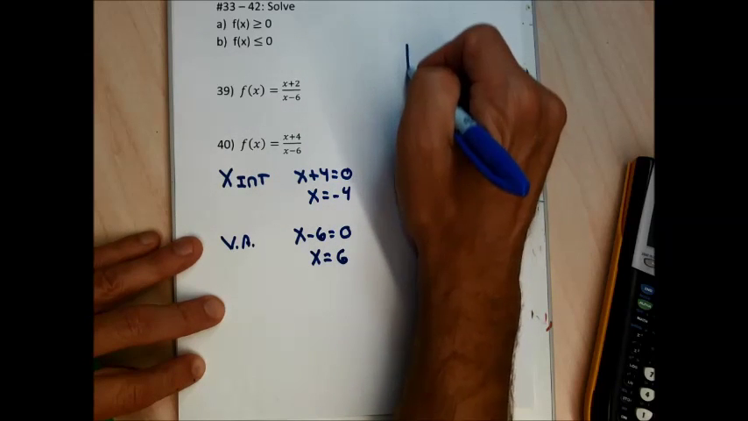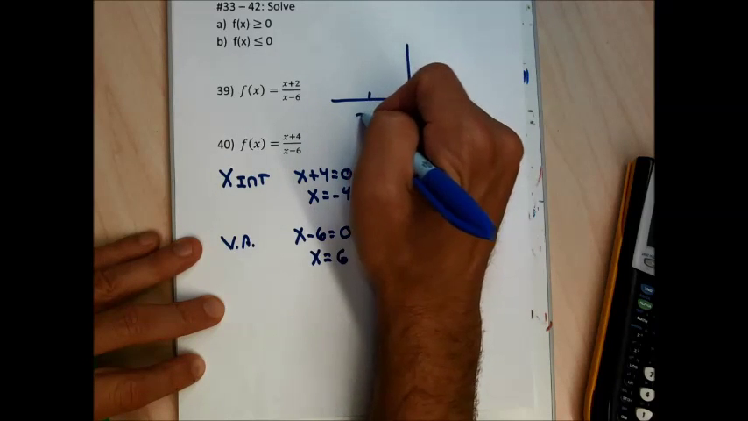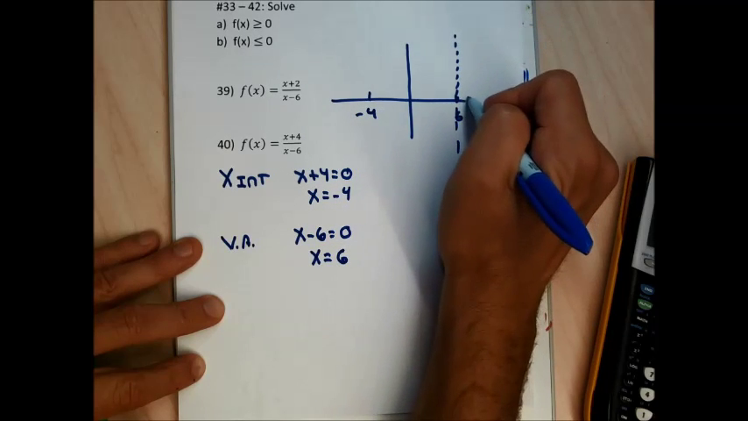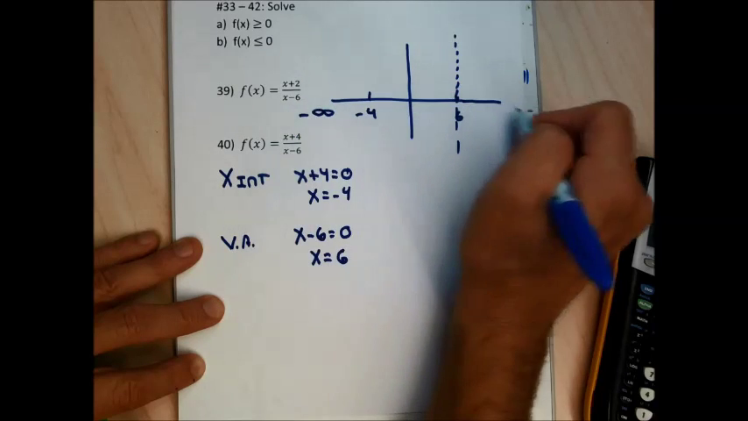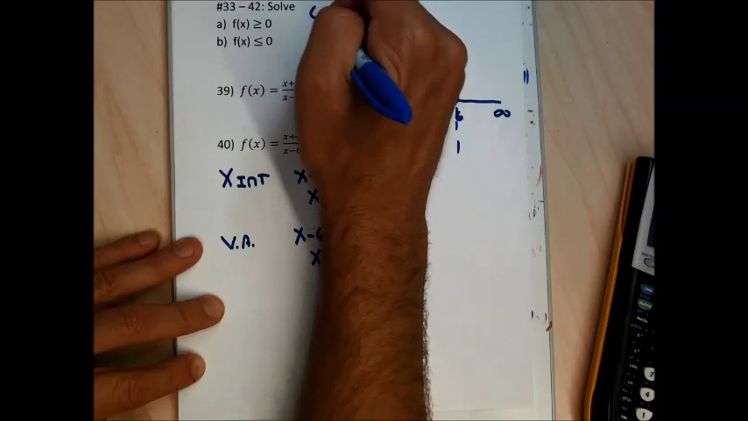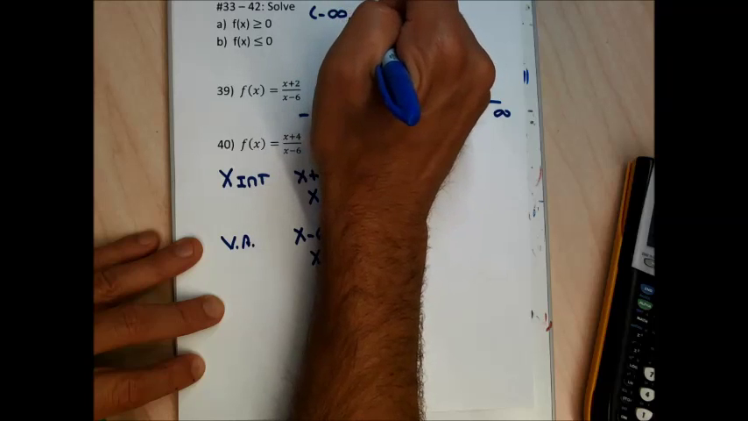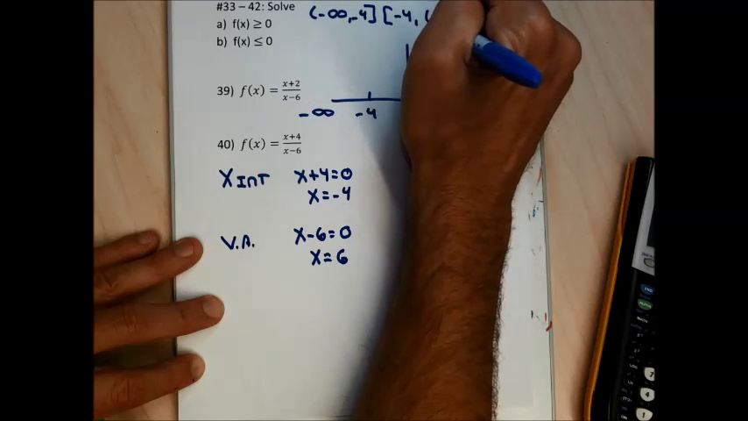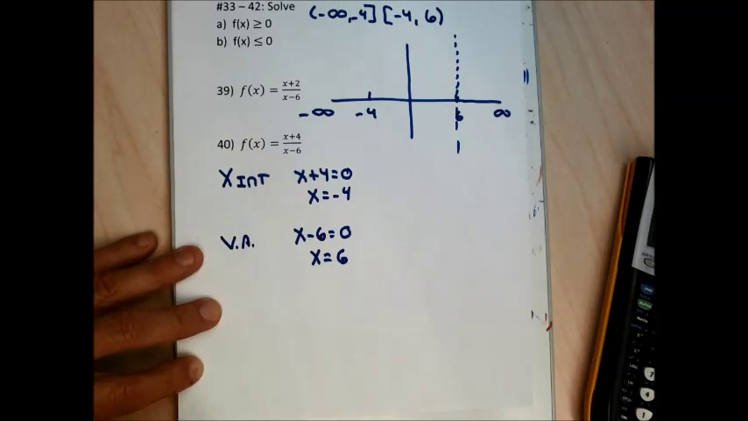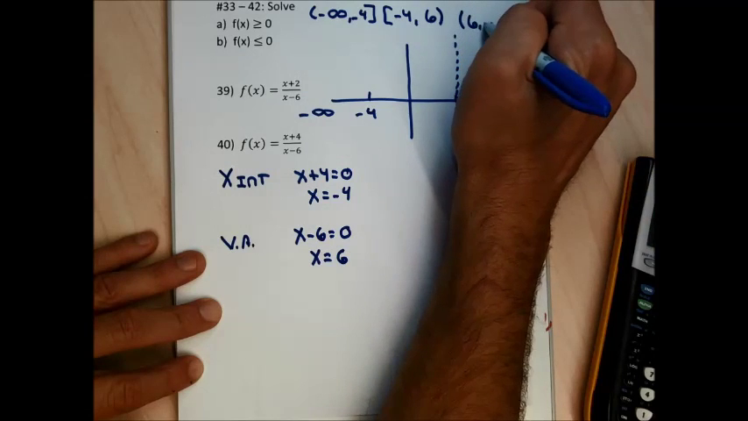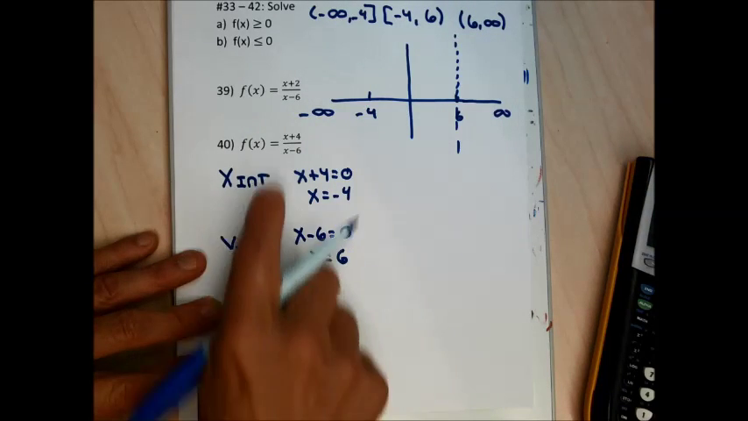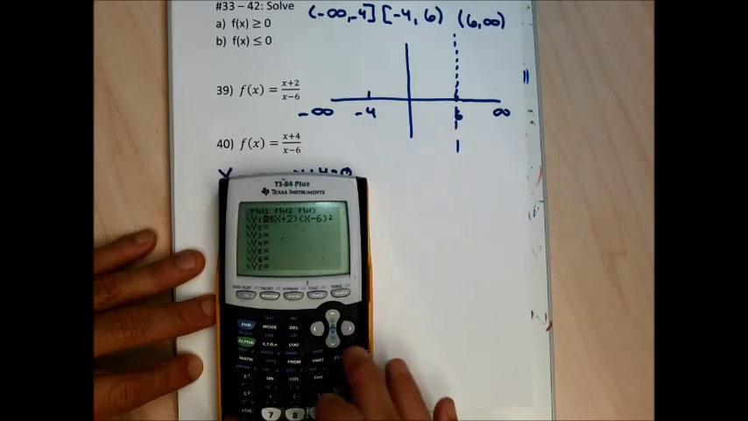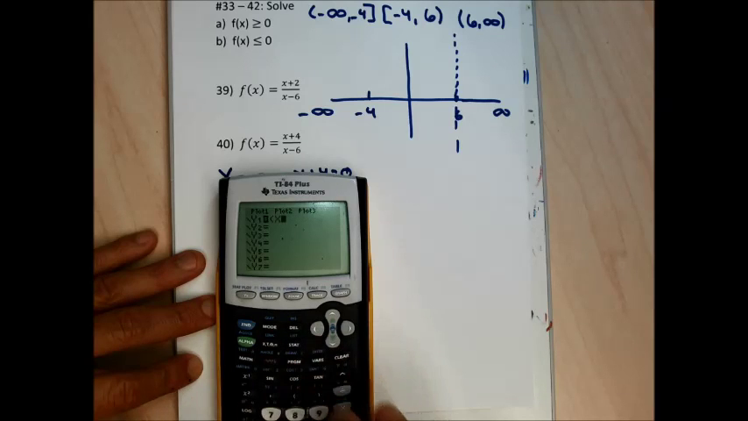So when I go to mark up my graph, at negative 4, I'm going to have an x-intercept. At positive 6, I'm going to have a vertical asymptote. The vertical asymptote is going to get a round bracket. The x-intercept is going to get a square bracket. The intervals I'm going to create are negative infinity to negative 4, square bracket on the x-intercept. Negative 4 to 6, square bracket on the x-intercept, round bracket on the vertical asymptote. And 6 to infinity, round bracket on the vertical asymptote. I'm going to graph this with a zoom standard. I don't know if the zoom standard is going to be the best window, but I'll play if I have to.